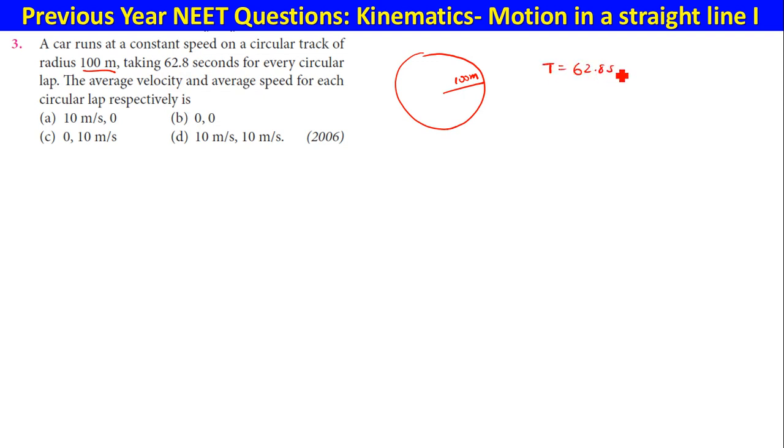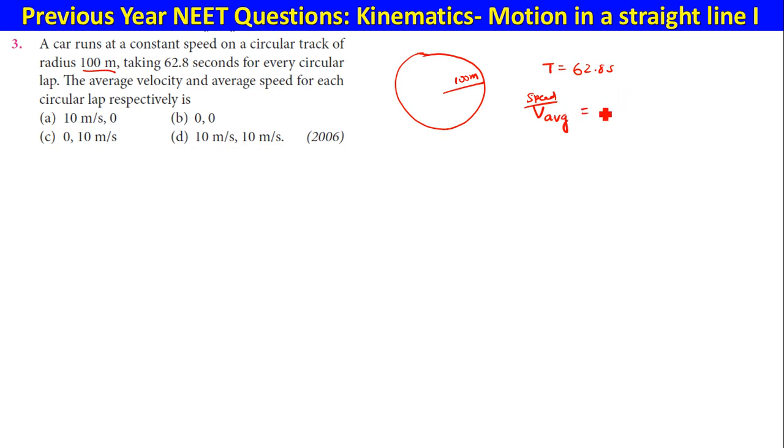62.8 seconds for every circular lap. So we can call it the time period for a complete circular motion. Now the average velocity and average speed for each circular lap are, respectively... Average speed first of all. That is nothing but total distance traveled divided by total time taken.